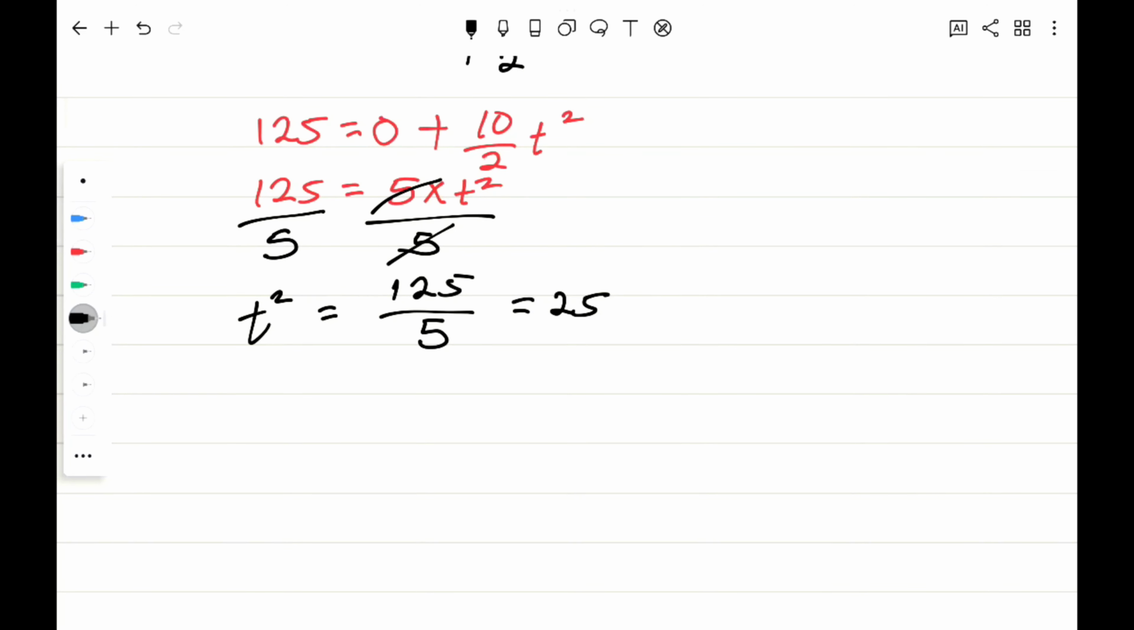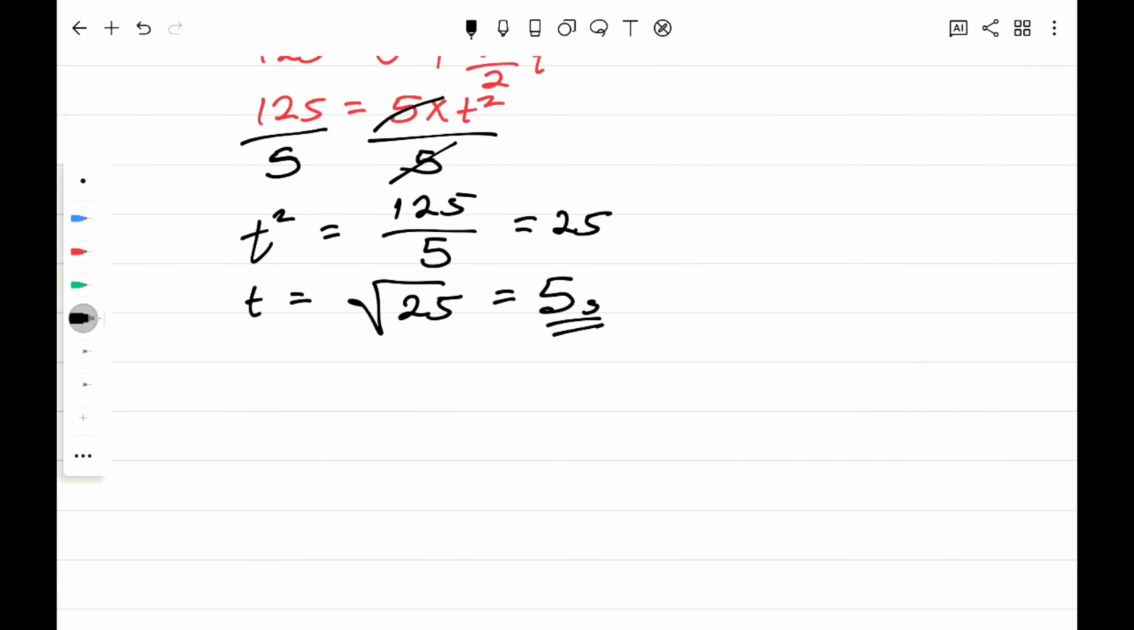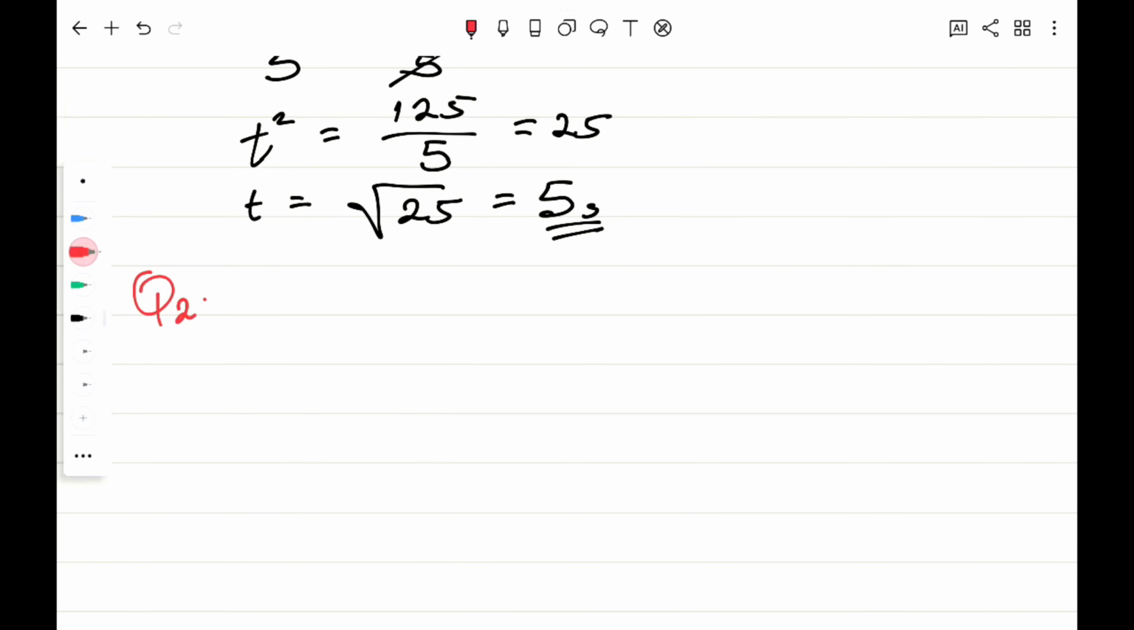So square both sides now. If you square both sides, t is equal to the square root of 25, and that is equal to 5 seconds. That is it.